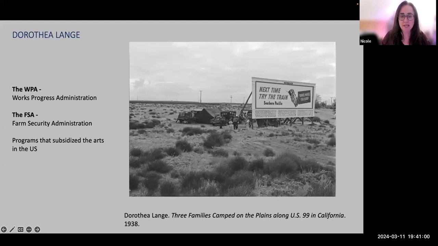Lange's commission from the FSA led her to focus her lens on the plight of migrant workers, capturing poignant scenes that brought attention to the realities of poverty and displacement. In late 1938, Lange photographed three families camping behind a billboard advertising train travel. The image highlights the stark contrast between their circumstances and the promise of luxury depicted in the advertisement. Such images really serve to raise awareness of contemporary hardships and foster empathy for those most affected by the Depression.